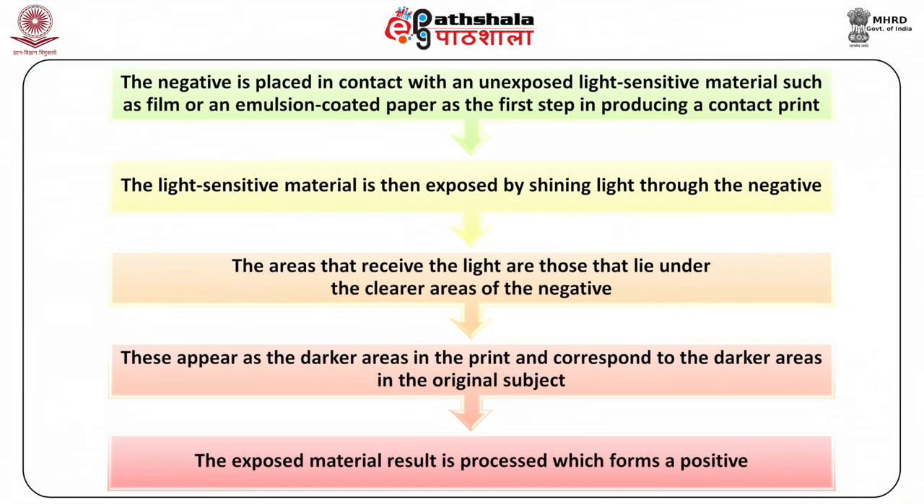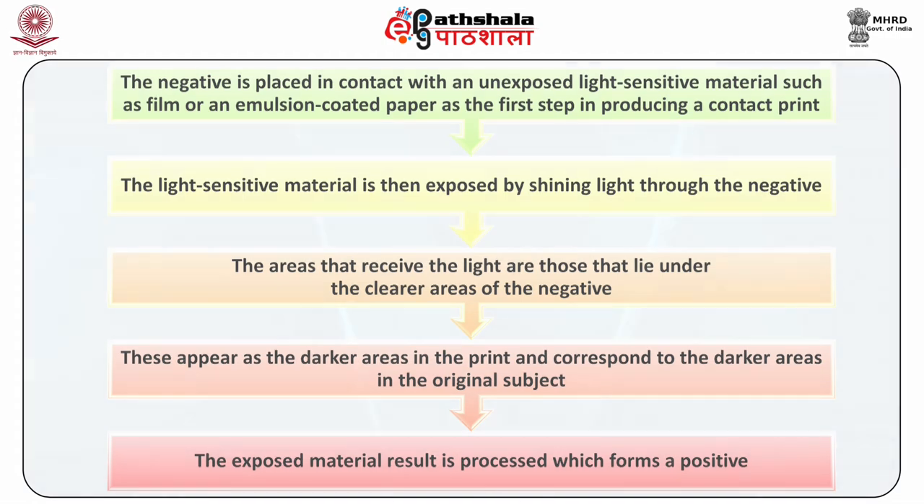Here, the negative is placed in contact with an unexposed light-sensitive material such as a film or an emulsion-coated paper as the first step in producing a contact print. The light-sensitive material is then exposed by shining light through the negative. The areas that receive the light are those that lie under the clear areas of the negative. These appear as the darker areas in the print and correspond to the darker areas in the original subject. The exposed material is then processed, which forms a positive.